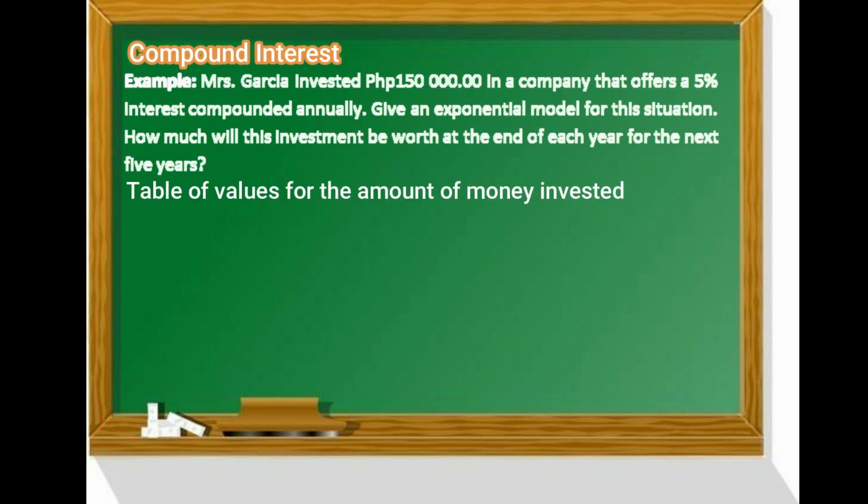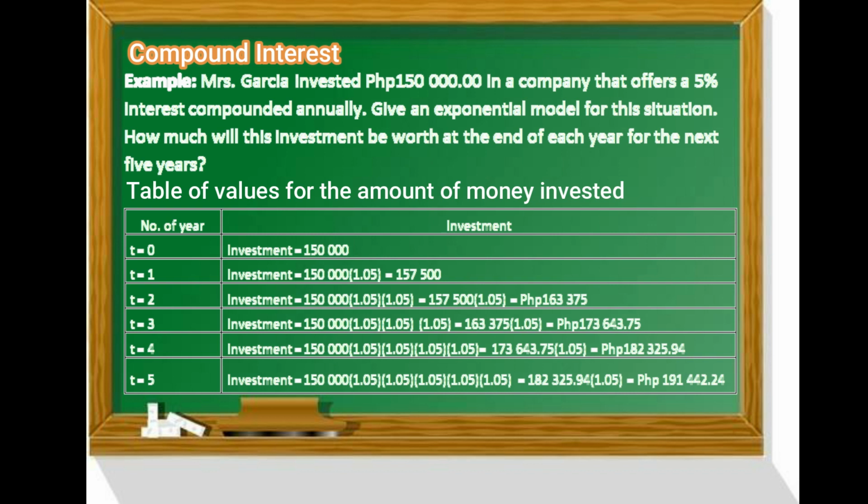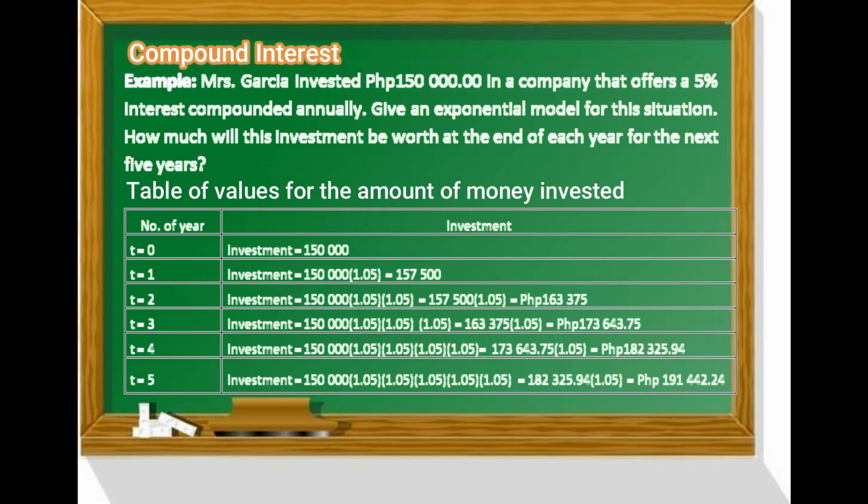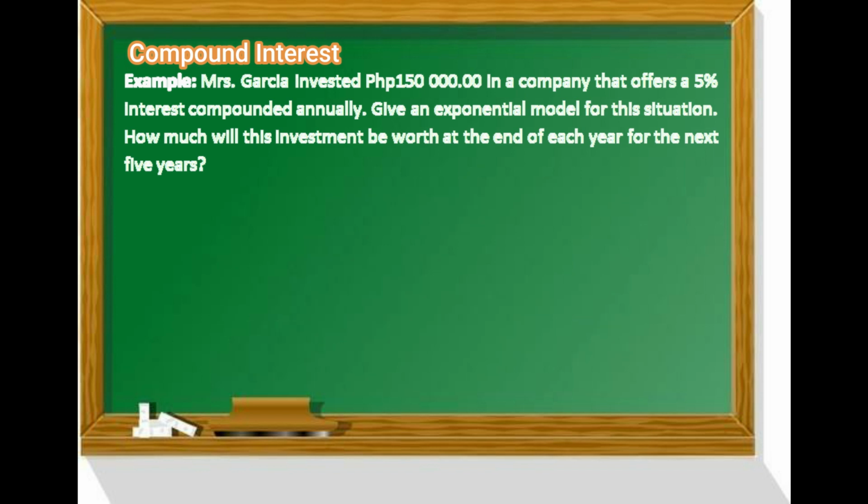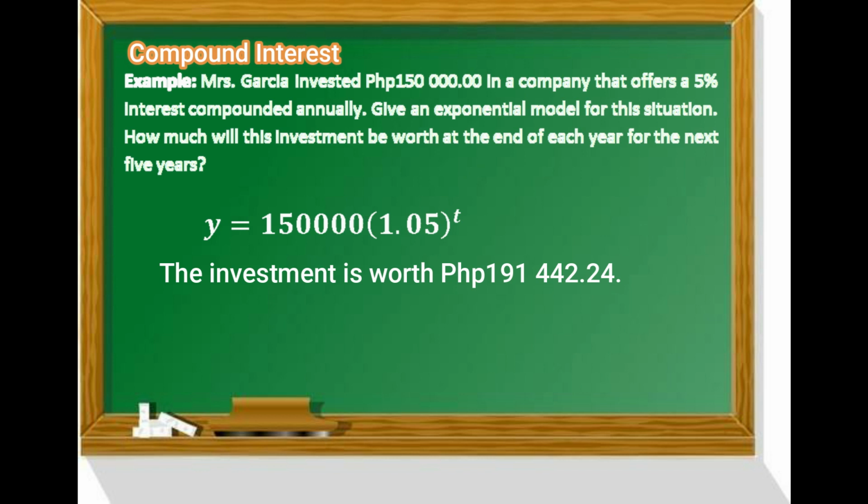Let's have a table of values for the amount of money invested. Just substitute the values from the given formula and compute for the amount of investment. Hence, the exponential model for this situation is y is equal to 150,000 times 1.05 raised to t. The investment is worth 191,442 pesos and 24 centavos.